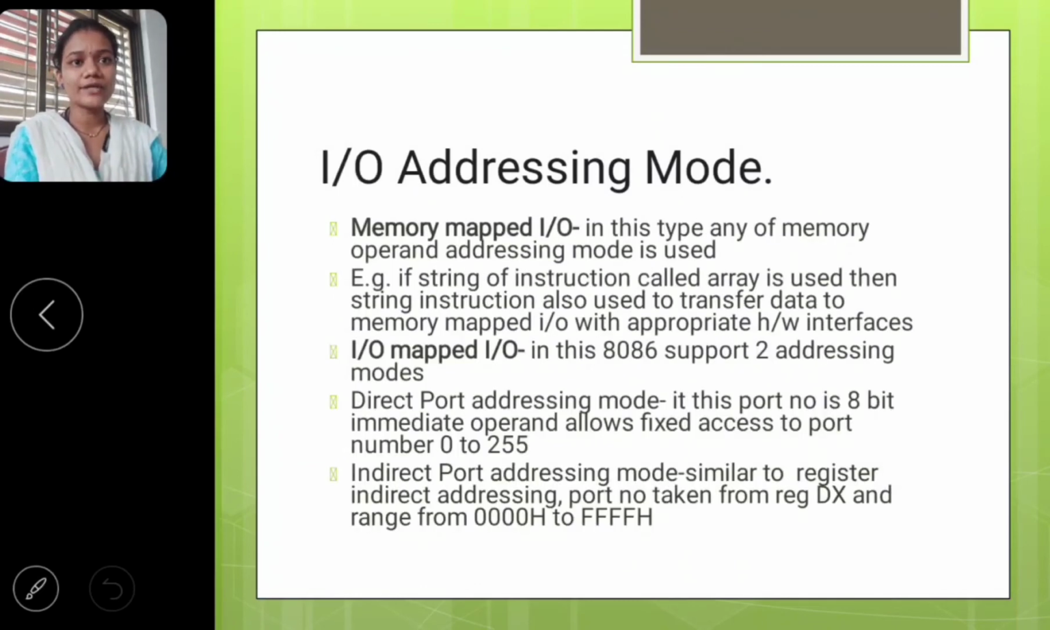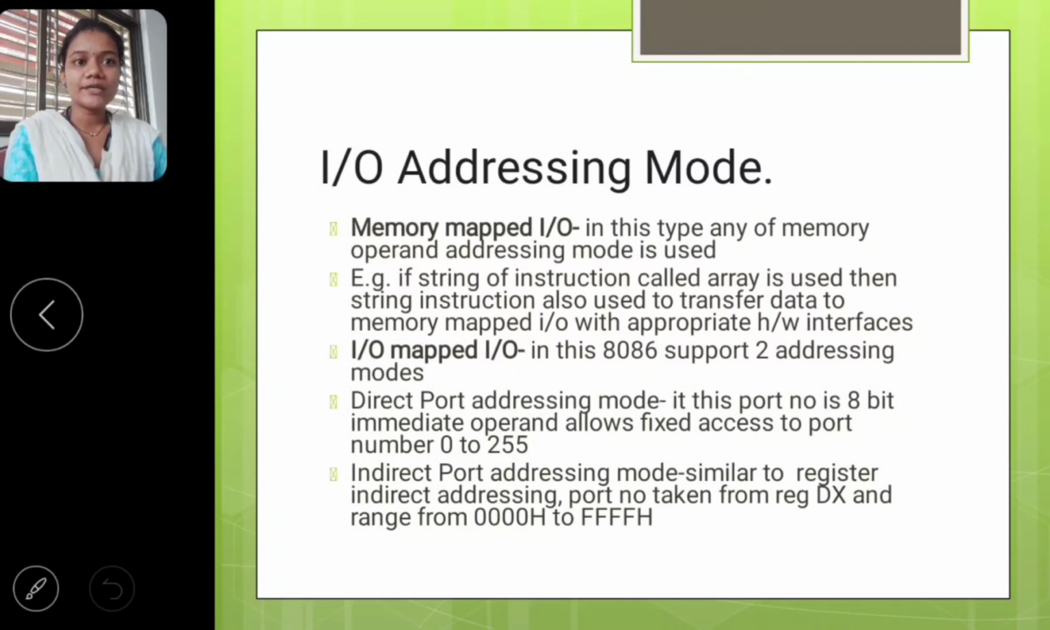The next is IO addressing mode. IO addressing mode is related to the input output devices. The IOs are normally memory mapped IO. In this type, any memory operand addressing mode is used. If a string instruction is used, then the string instruction can also transfer data to memory mapped IO. And in IO mapped IO, it supports two addressing modes. First is direct port addressing mode and next is indirect port addressing mode.